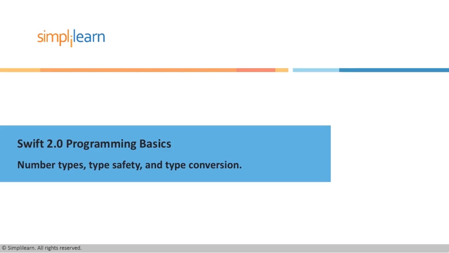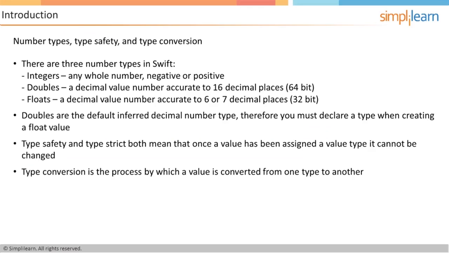We're going to continue our discussion on Swift 2 programming basics, this time turning our attention to number types, type safety, and type conversion. So as you guessed it, it's time for the Tech Info Bite on number types, type safety, and type conversion. There are 3 number types in Swift.